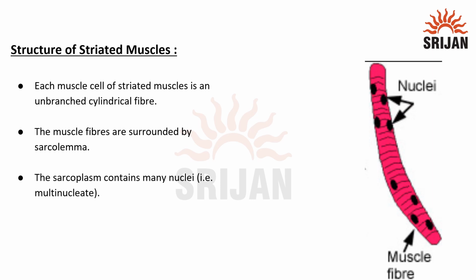Talking about the structure of striated muscle, in the image we can see that this muscle is cylindrical and it does not have any branches, hence we can call it unbranched. We can also see that more than one nucleus is present, hence we call it multinucleate, and it is surrounded by the sarcolemma, that is nothing but the plasma membrane of the muscle fiber.